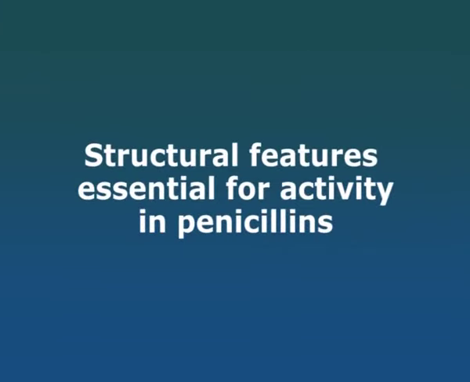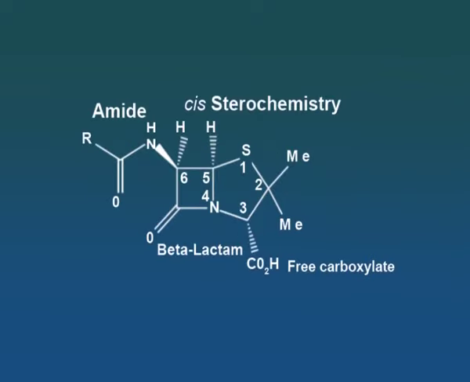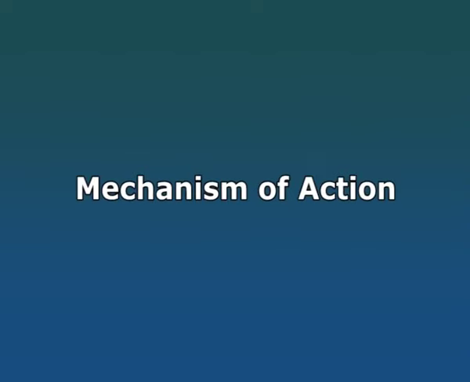Structural features essential for activity in penicillins. The bicyclic ring system containing the beta-lactam is crucial, as are the cis relationship between the two hydrogens at positions 5 and 6, a free 3-carboxylate and a 6-amide. Changing one or more of these results in a loss of activity. Now let us study the mechanism of action.